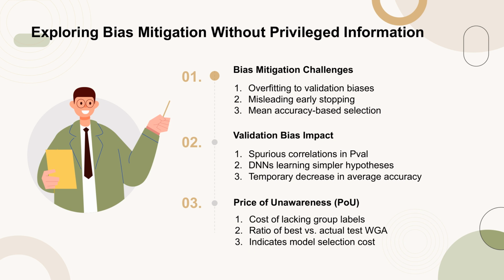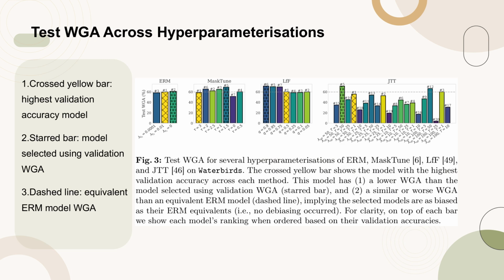A PO greater than 1 indicates that the absence of validation group annotations leads to a model with worse WGA than what could have been achieved with proper group-annotated validation sets. Figure 3 illustrates the test WGA, worst group accuracy, for various hyperparameter configurations of ARM, Mastune, LFF, and JTT on the Waterbirds dataset. The crossed yellow bar indicates the model with the highest validation accuracy across each method.